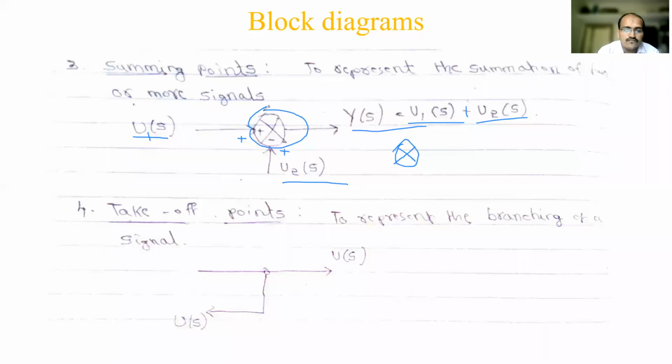Then the fourth element is takeoff points. The takeoff points represent the branching of a signal. That means the same signal you want to take to another block also. For example, here there is an output u of s. This same u of s can be given as feedback to the input, right? So we call it a feedback signal.